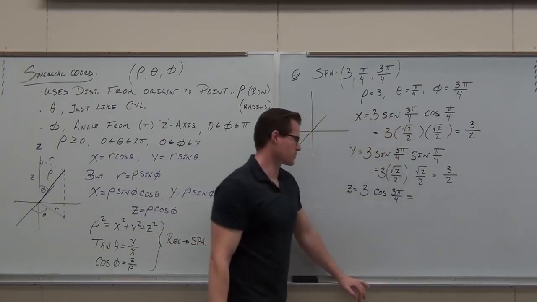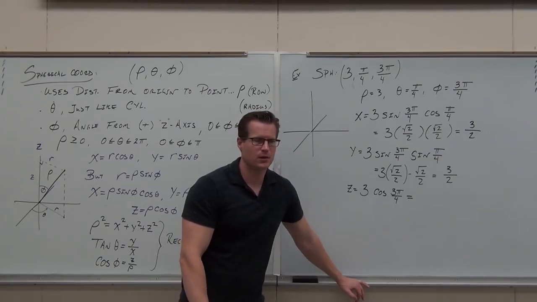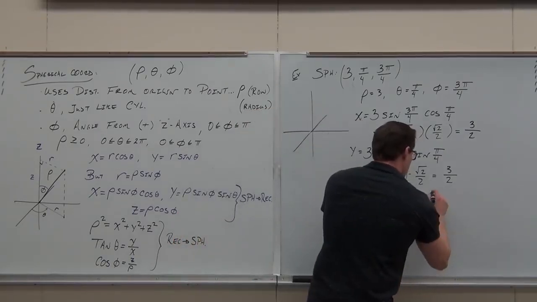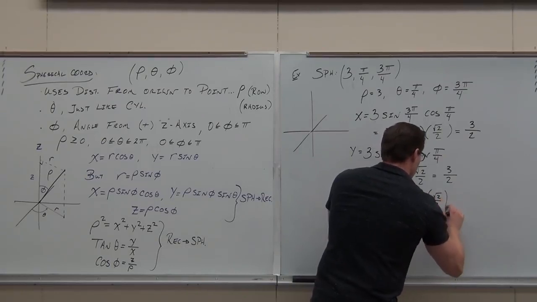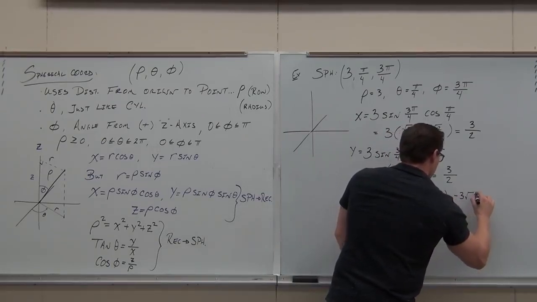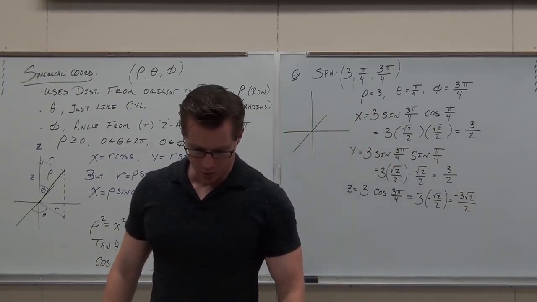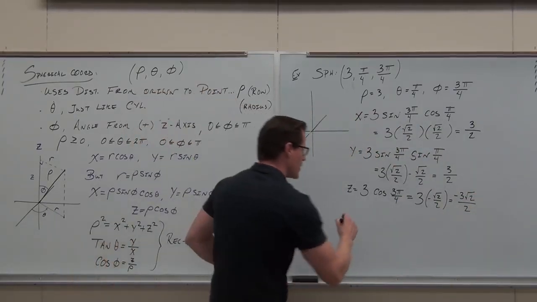Sorry, I digress. 3 times what is cosine of 3 pi over 4? Negative. Oh my gosh, negative, just like we wanted. So 3 times that. Do I have an x-coordinate? Yes. Do I have a y-coordinate? Yes. Do I have a z-coordinate? Yes. So we write the rectangular.